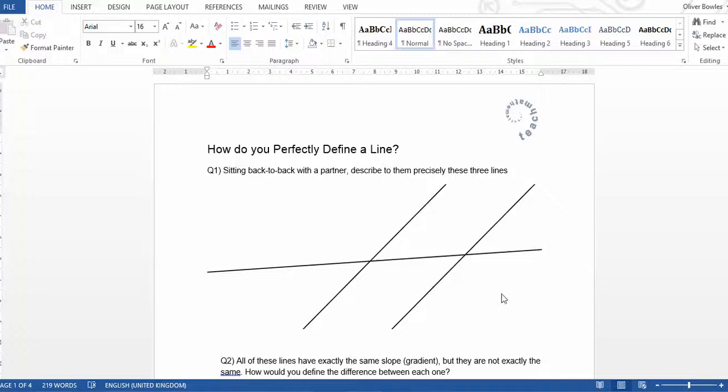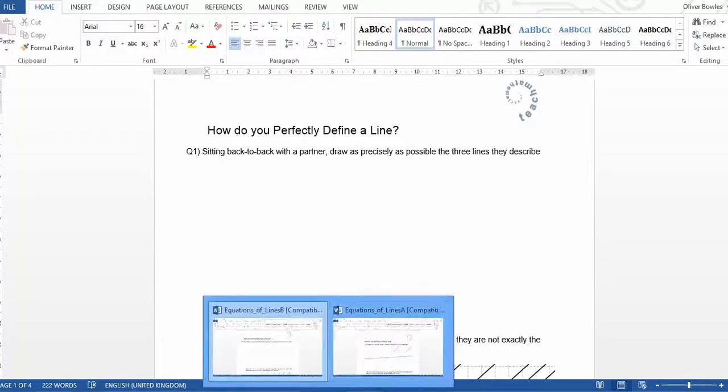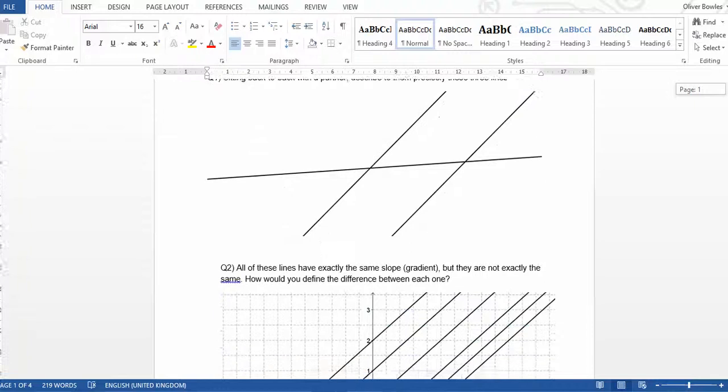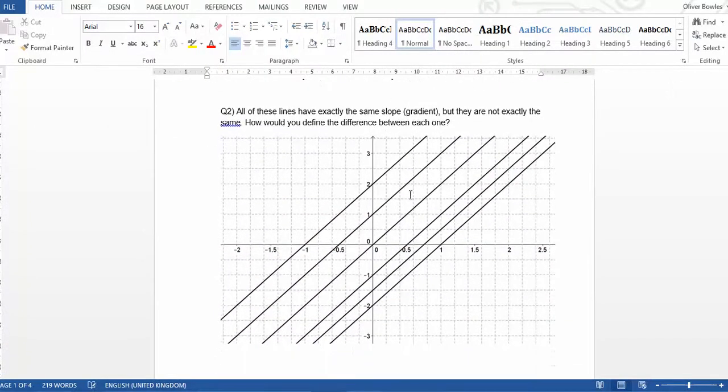So at the start of this activity you'll have sat back to back with a partner and you'll have tried to define perfectly the line picture you see in front of you so that they can reproduce it on their page as perfectly as possible. Hopefully this will lead to lots of creative solutions between your partner and then as a whole class, and then you might use this picture to prompt the discussion.